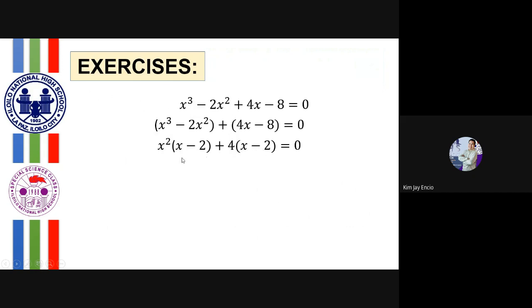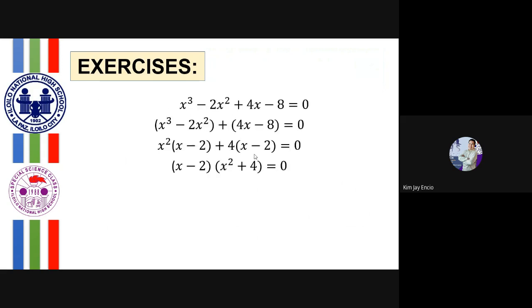And we could see that in these two, x minus 2 is a common factor. So we can factor that out. And we have x minus 2 times a quantity x squared plus 4 equals 0. And you could see that we arrive at the same factors as with the synthetic division earlier. And with such, therefore, of course, same roots.